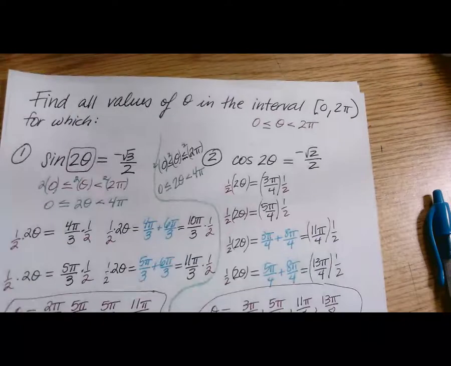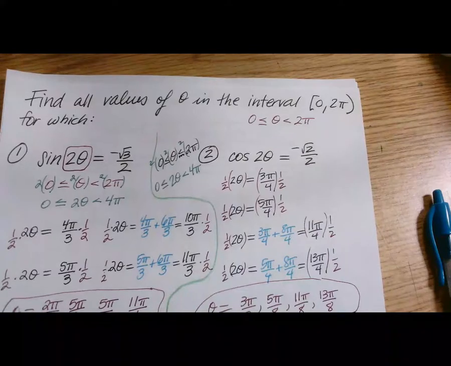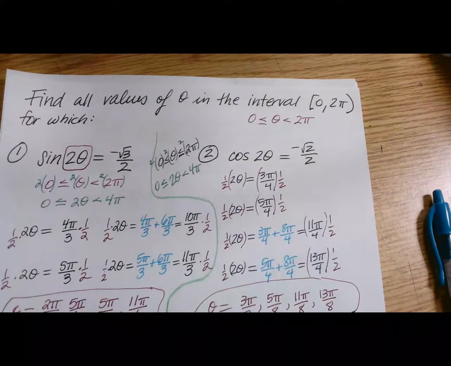The directions tell us you're being asked 0 to 2 pi. If you have a coefficient, you multiply that times the coefficient. And that's where you look, between 0 and whatever your coefficient times 2 pi is.